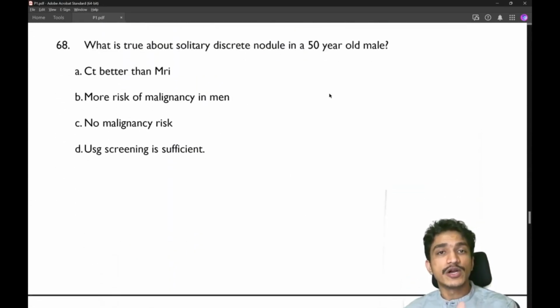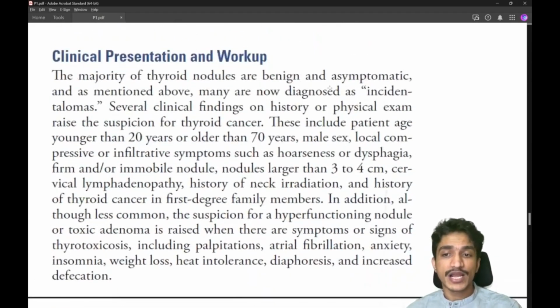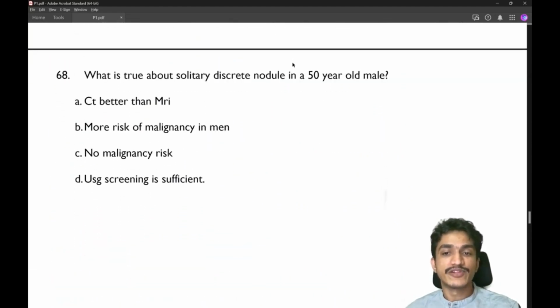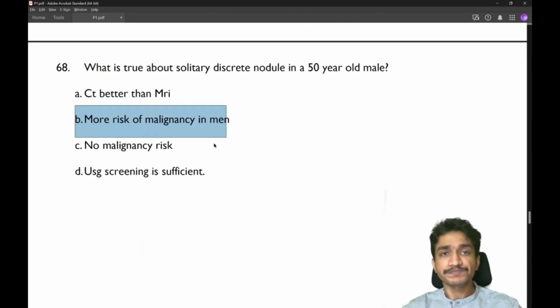Solitary discrete nodule in a 50-year-old male, CT better than MRI, more risk of malignancy in men, no malignancy risk, USG screening is sufficient. So in this, what I found in the literature is that the patients having solitary thyroid nodule in males have a higher risk of malignancy. So if the true answer is asked, then it has a more risk of malignancy in men. That should be the answer.